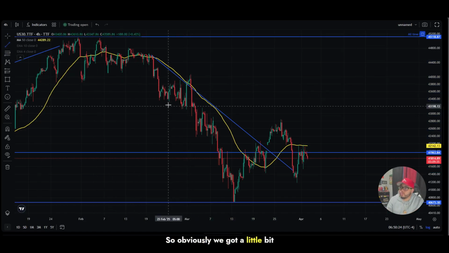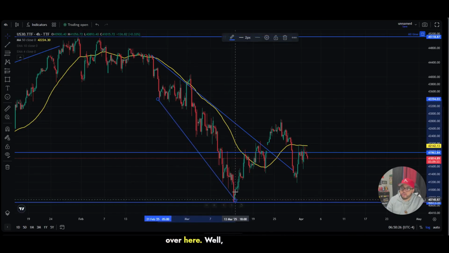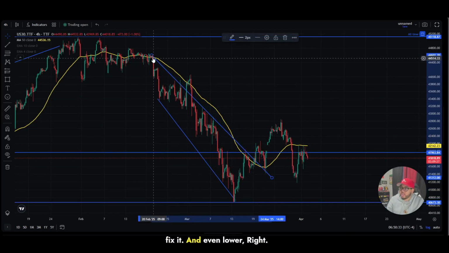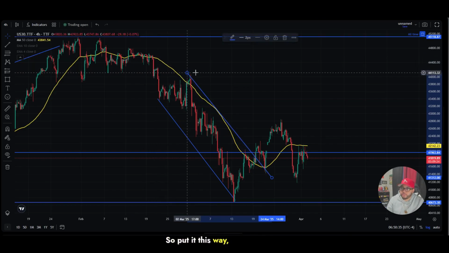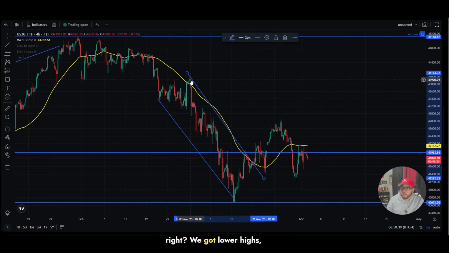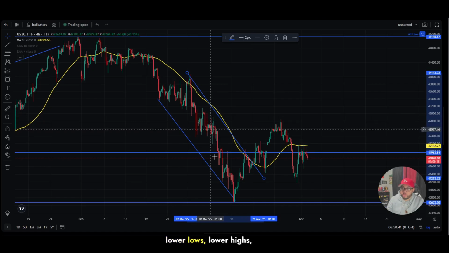So obviously we got a little bit of a downtrend channel starting over here. Well, kinda, it's a little sloppy, but it is there, right? If you wanted to go ahead and fix it and even lower it, you can do that as well, right? We got lower highs, lower lows, lower highs, lower lows, lower highs, lower lows, and then we start to see a break, right?